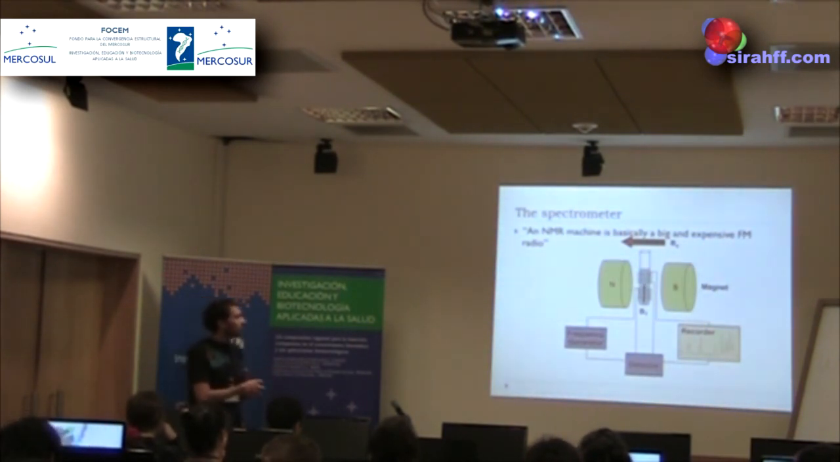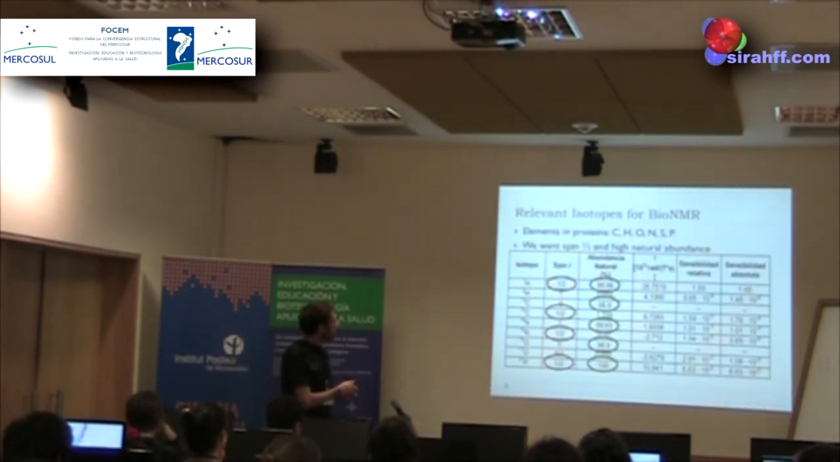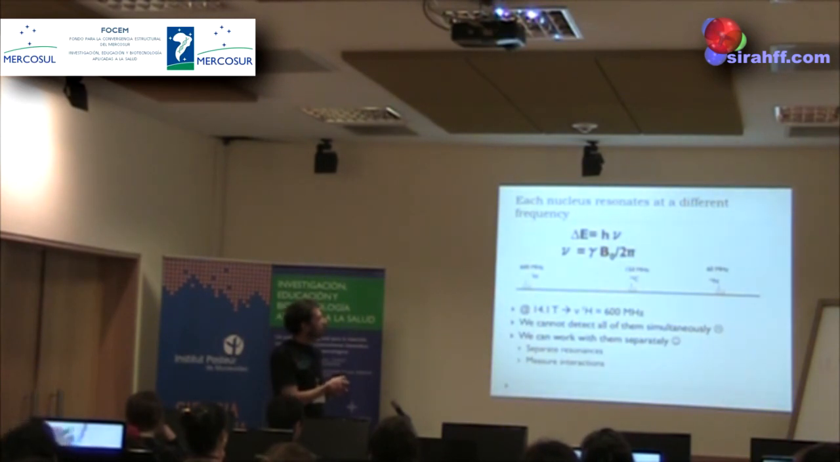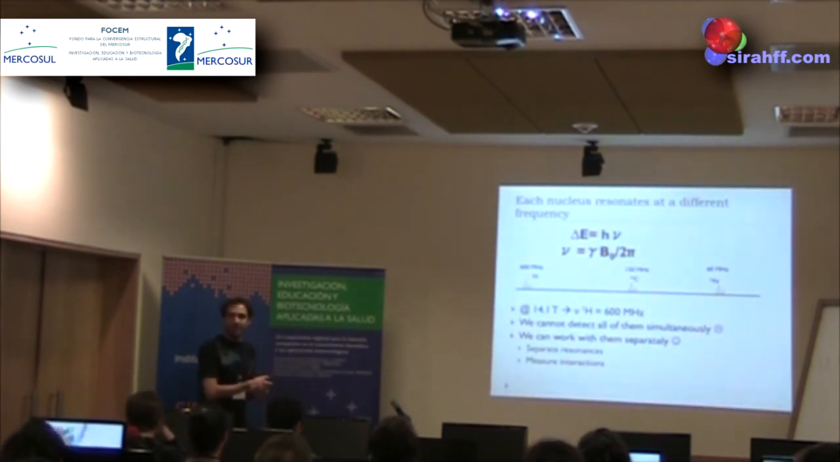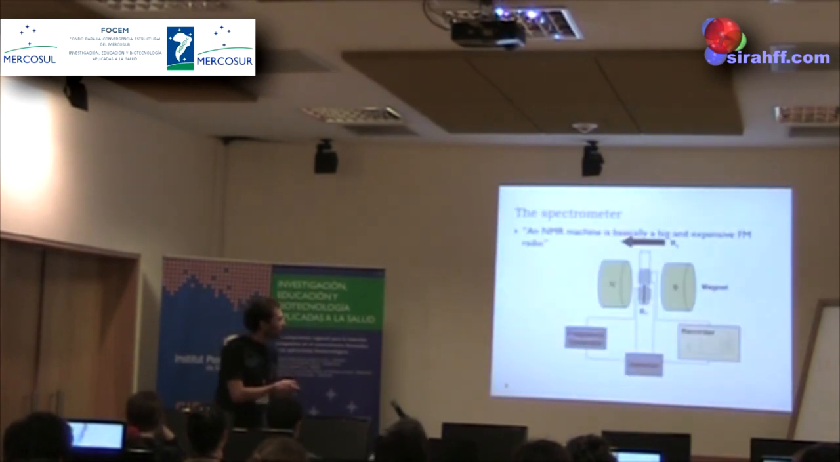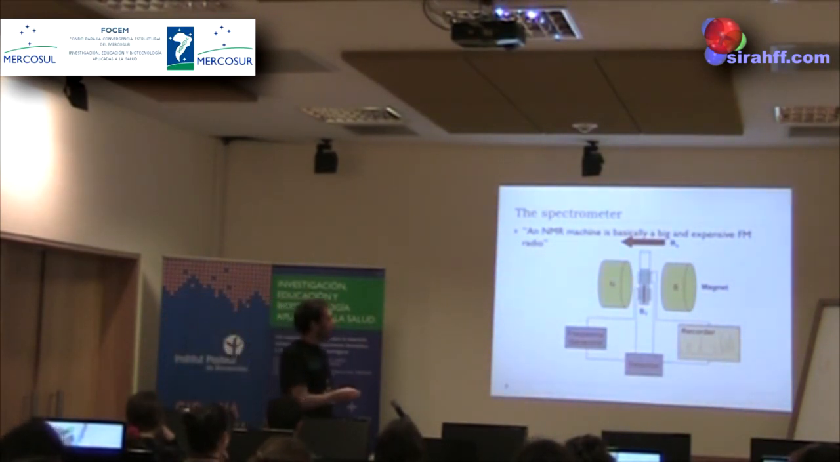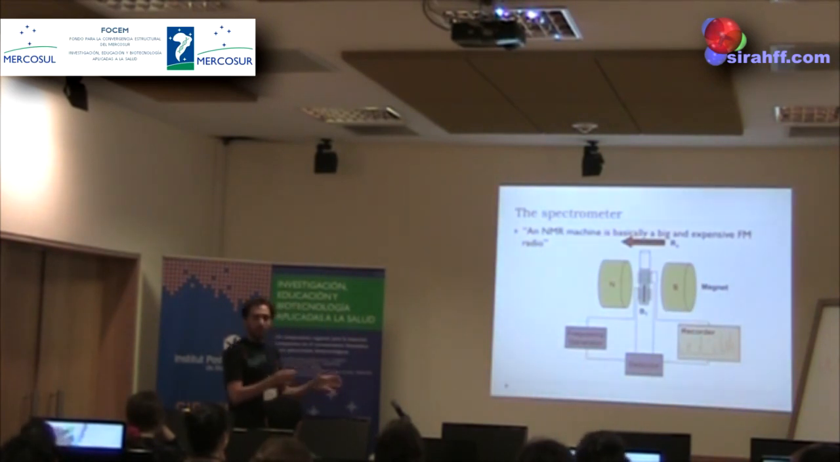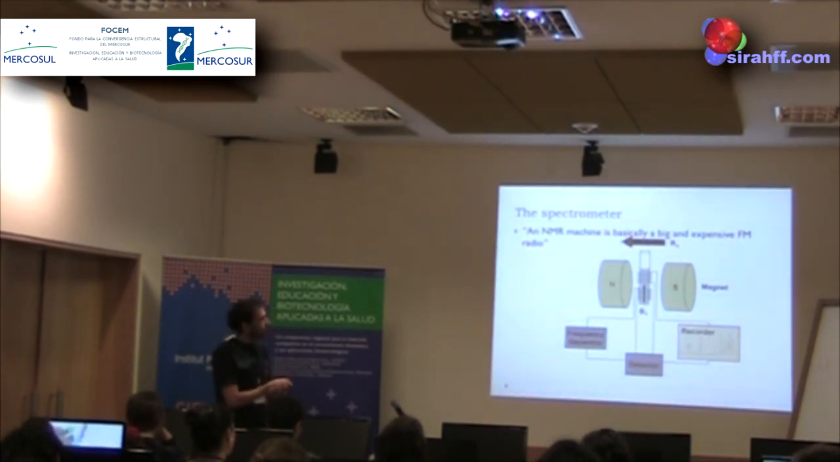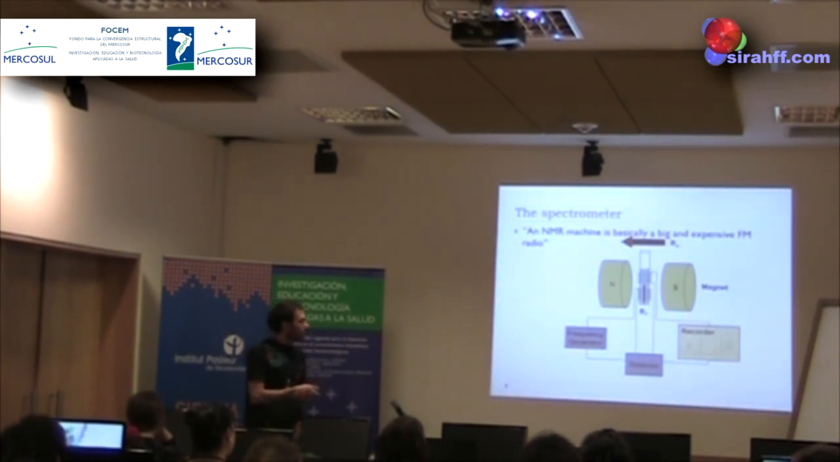Why is it a radio? Because, as I showed you here, nuclei resonate in the order of megahertz. FM broadcasts are also in the order of megahertz, so the equipment you use to detect your signal and to excite your samples is basically the same kind of equipment you need for FM broadcast: signal generation and amplifiers which work in the megahertz range. The other thing you need is, of course, a magnet. You need a magnet, you need a radio antenna, coils which will be around the sample, and of course something to record the signal.